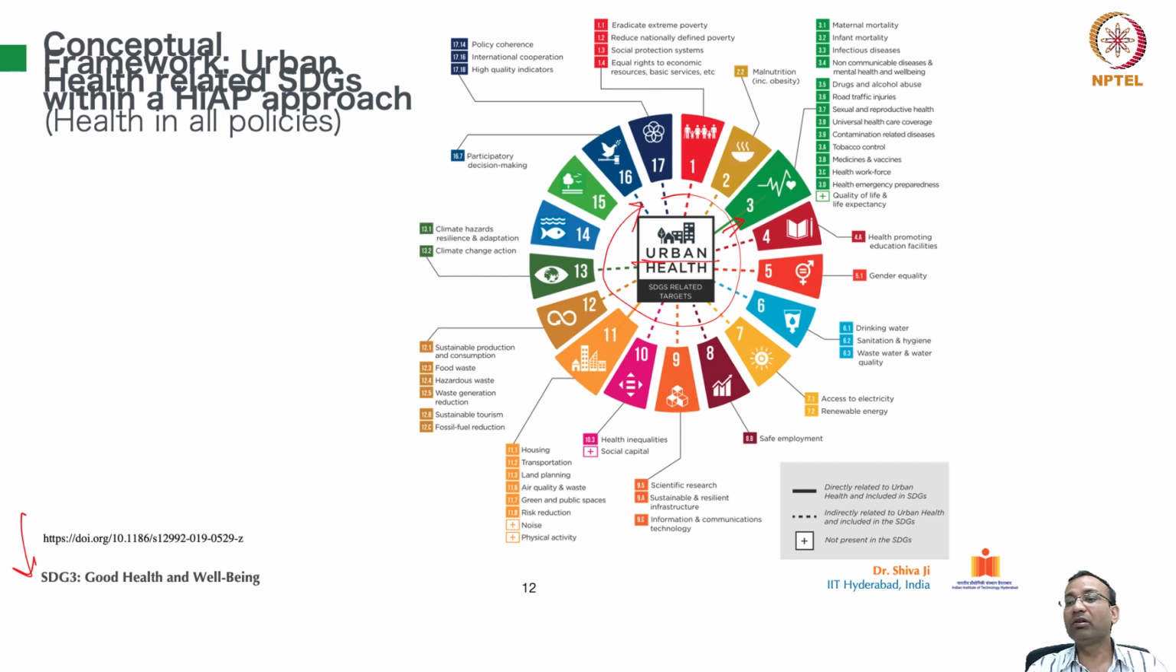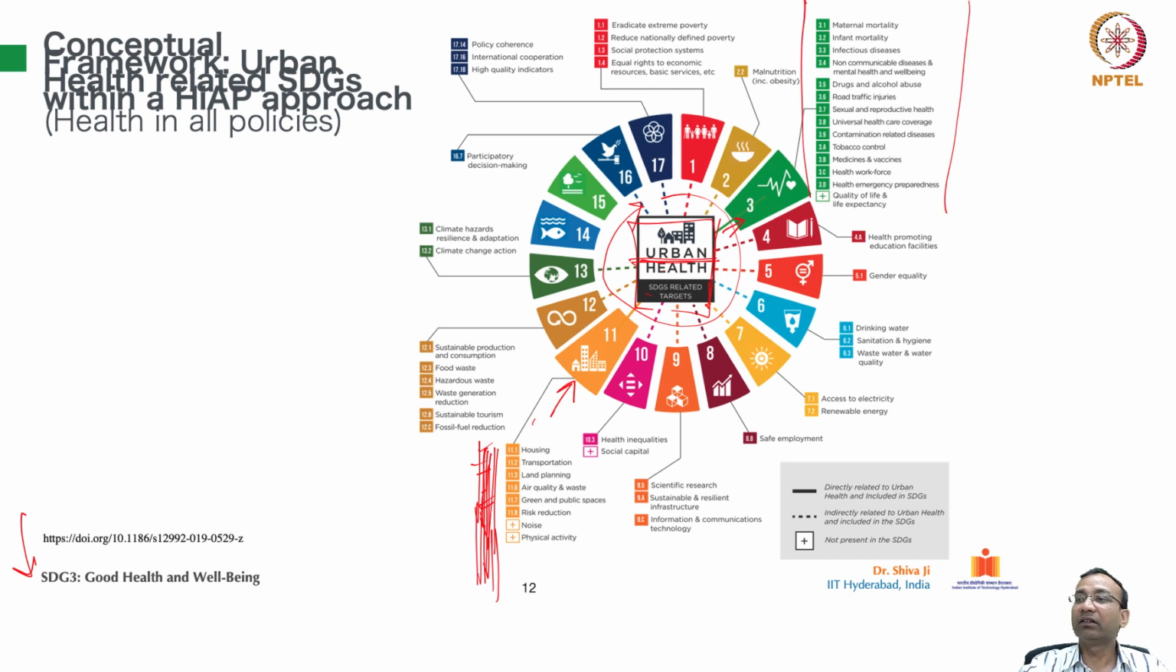So how about the health of the whole place? Okay, so direct relation: apart from this, there is the 11th, housing, infrastructure, communities, cities, planning, all of them. So housing, transportation, land planning, air quality, green and public spaces, risk reduction, these are direct impacting targets which connect directly with the health of a place, urban health in this case, right?